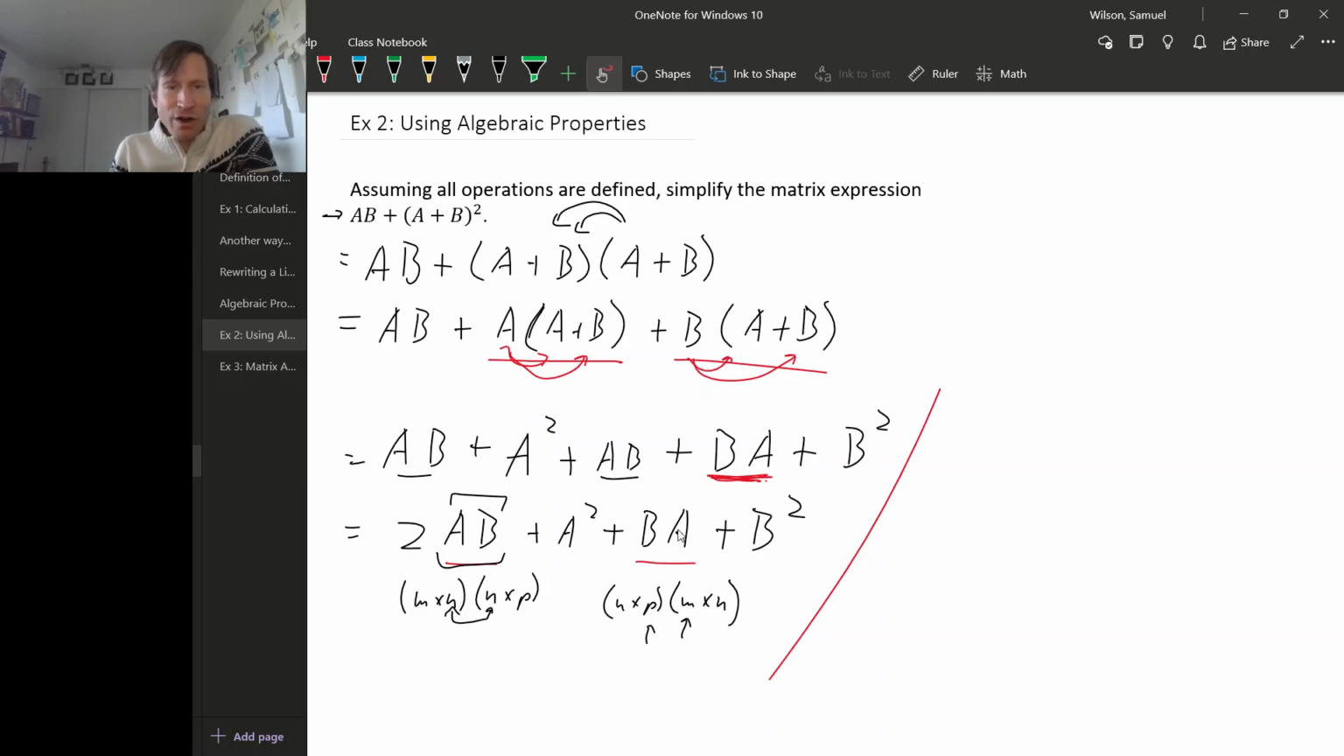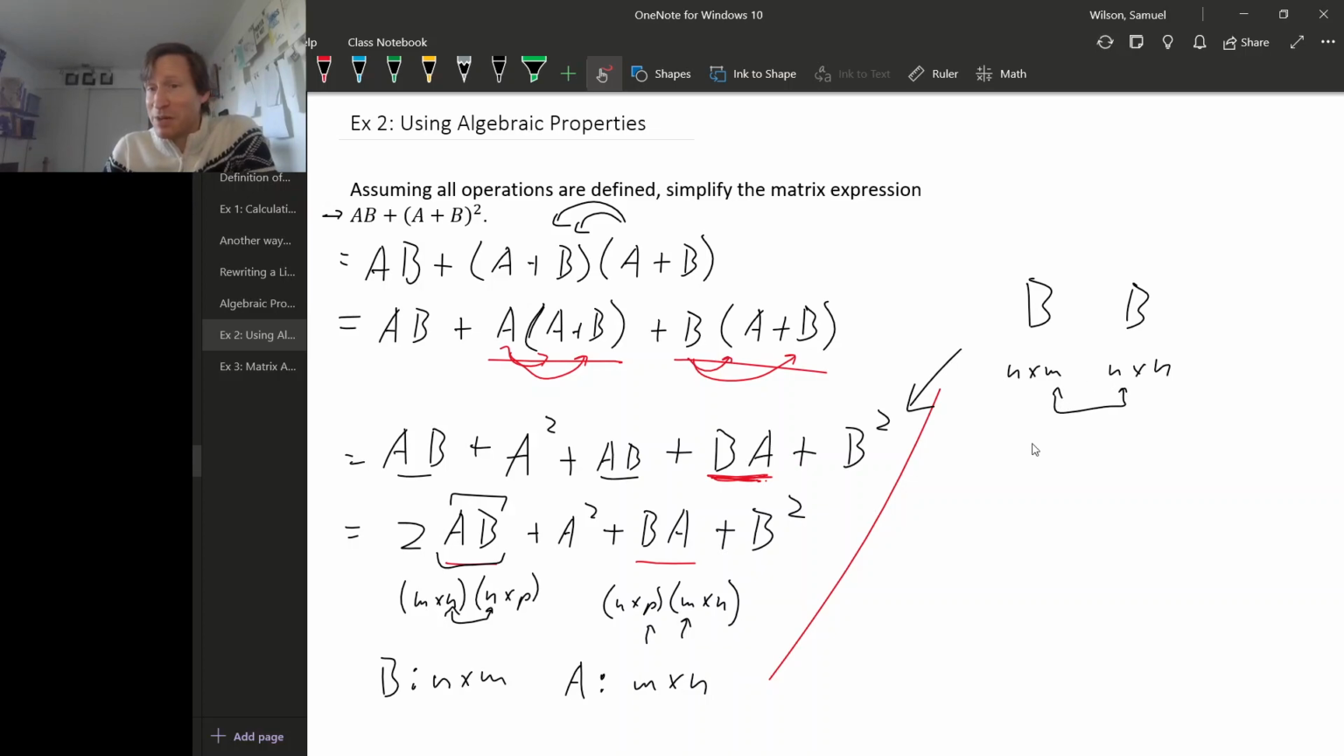So far, B is n by p, which is really n by m, and A is m by n. But look over here. We have to be able to multiply B by itself. And B is n by m, and B is n by m. So these inside sizes had better match. So they'd better be equal. So B actually has to be n by n.